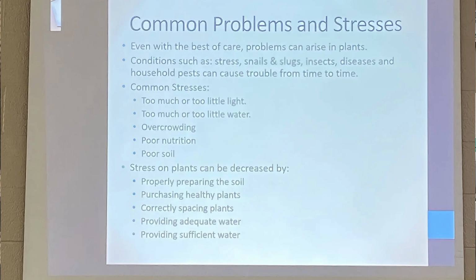Stress on plants can be decreased by properly preparing the soil, purchasing healthy plants, correctly spacing the plants, providing adequate light, and providing sufficient water.